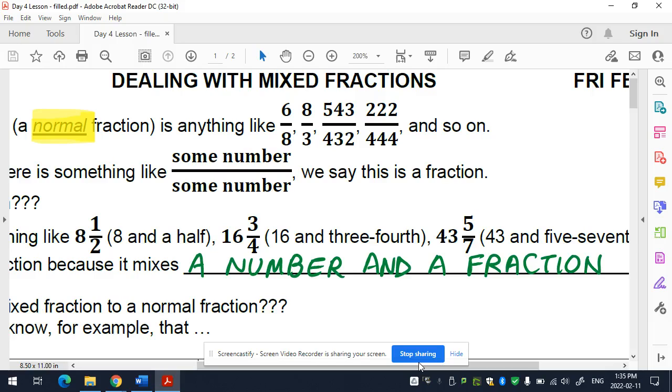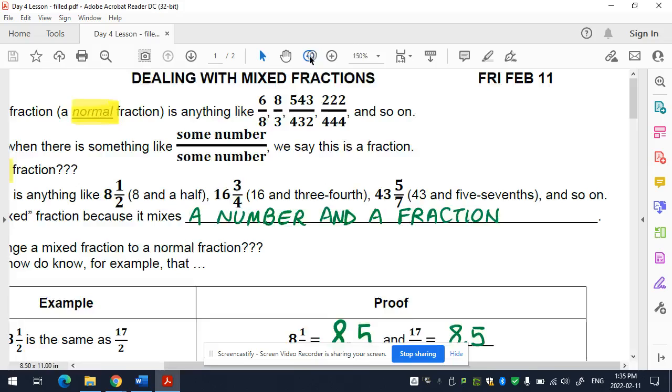Our job today, before I keep going any further, is to show you how you can be given a mixed fraction and make it look like a normal fraction, or be given a normal fraction and make it look like a mixed fraction. Basically, start from either side and go to the other one.